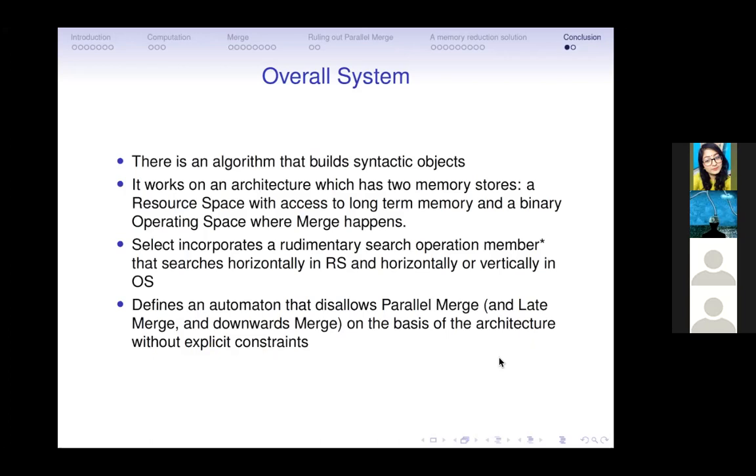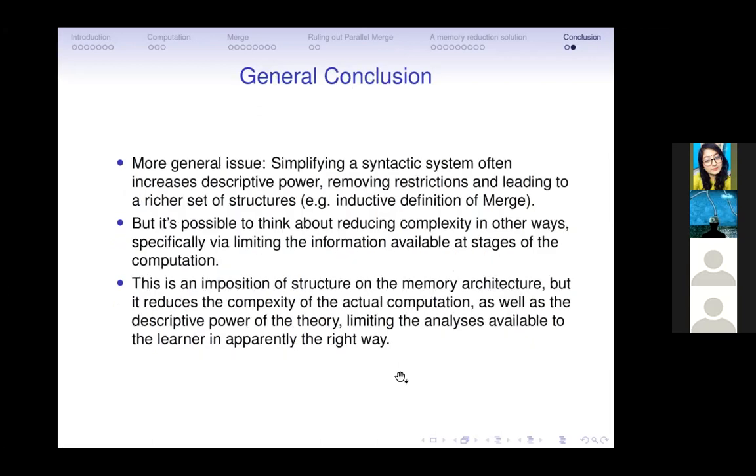So there's two memory stores, and select, this thing that writes between the two memory stores, and we rule out parallel merge from doing that. More generally, I want to go back to the theoretical question we had, which is that simplifying a syntactic system often leads to an increase in descriptive power. You end up removing all the restrictions you had before, and you get more and more types of structure. And then you have to add in the restrictions, which then makes the system more complex.